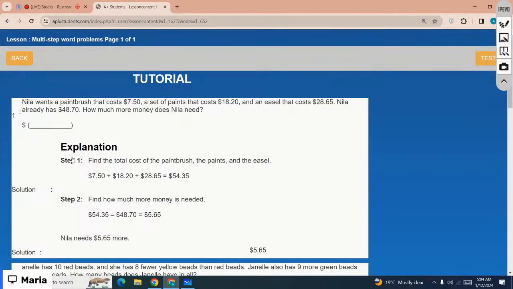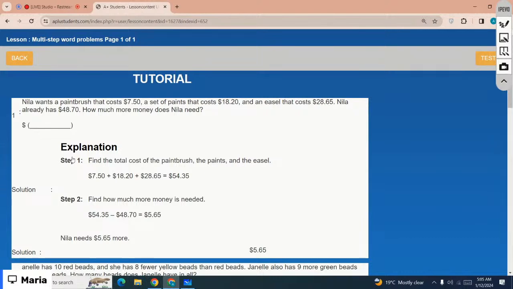Let's start with the first example. Neela wants a paintbrush that costs $7.50, a set of paints that cost $18.20, and an easel that costs $28.65. Neela already has $48.70. How much more money does Neela need? So basically you're given the price of three items, and you are given the total money she has, so you have to see how much more money she needs.